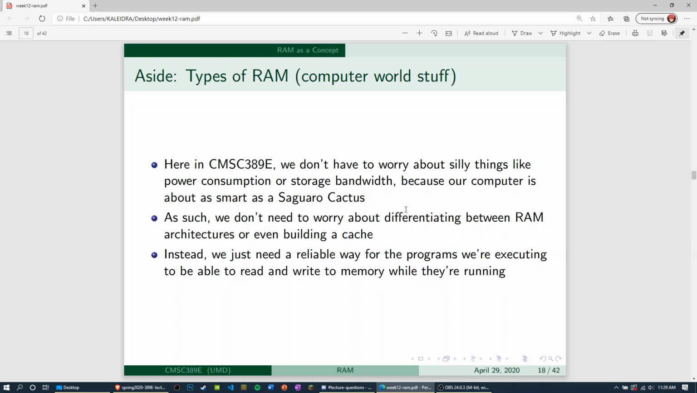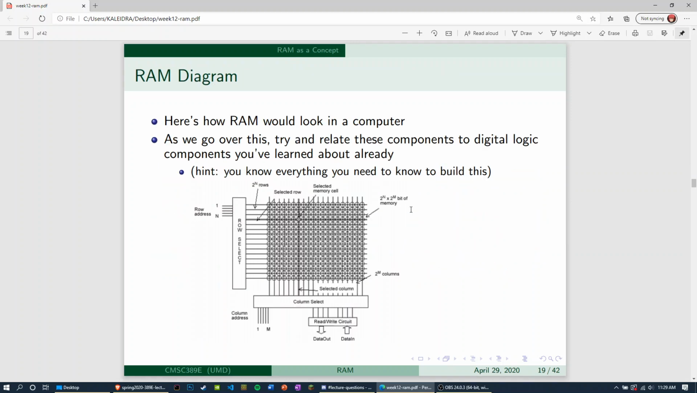Cool stuff, cool stuff. All right, we'll keep going. Here's that RAM when looking at a computer. As we go over this, I want you to think back to the components that you already know, and try to compare them back and forth with the digital logic components you learned about already. The hint is you actually know literally everything you need to know to build this right here.